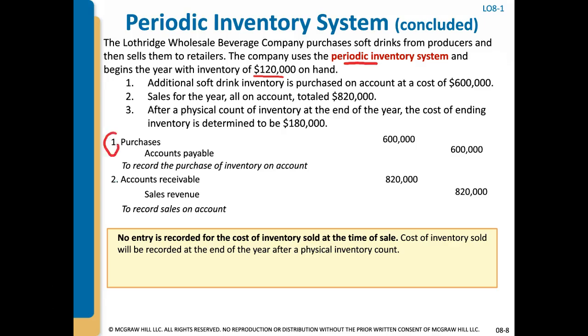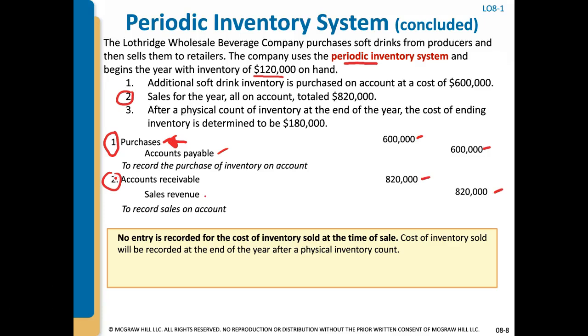So you'll see number 1, what they debit is purchases for $600,000 and they credit accounts payable because it's on account. In the perpetual, we debited inventory, but in the periodic, we have this temporary account called purchases. Number 2, the sales for the year, all on account, totaled $820,000. This entry is no different than the perpetual. We debit accounts receivable and credit sales revenue for $820,000.